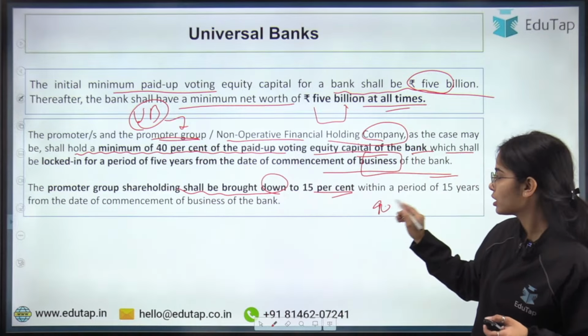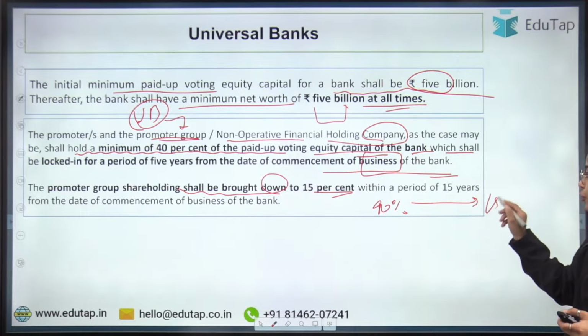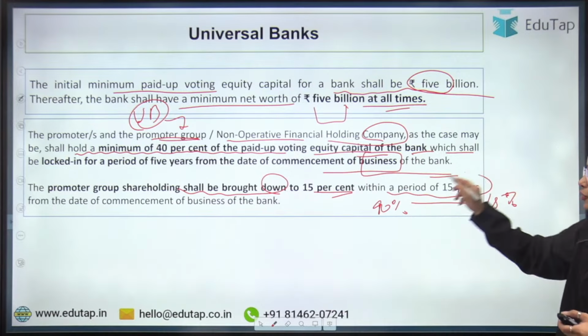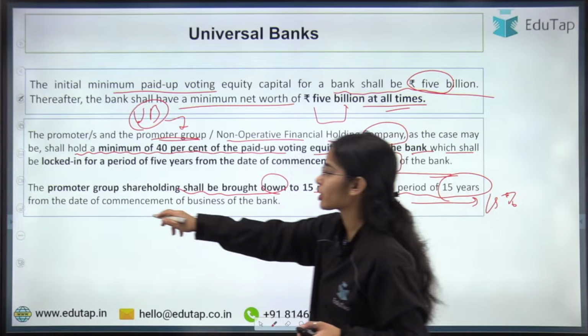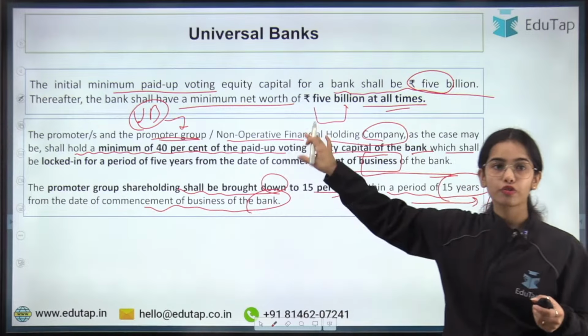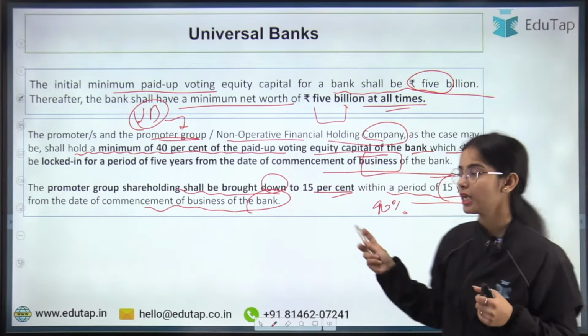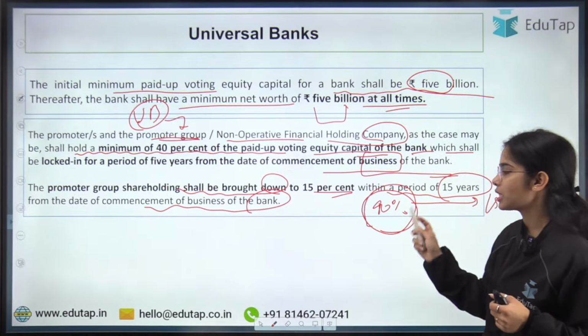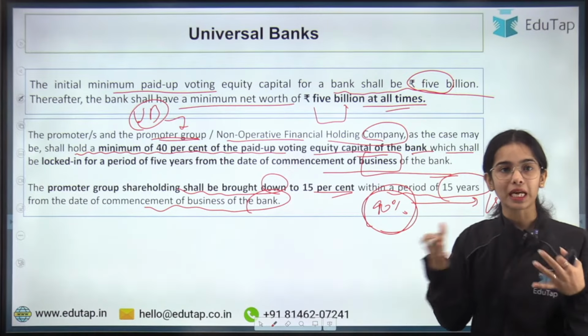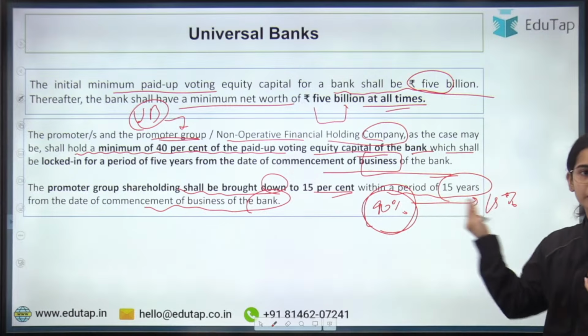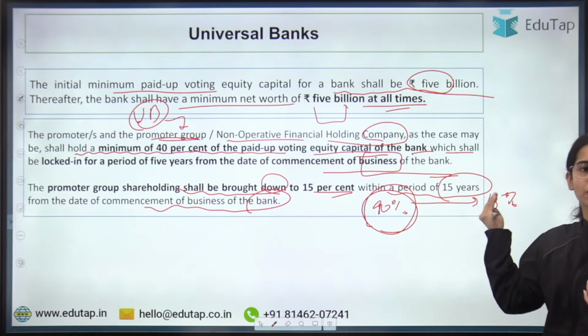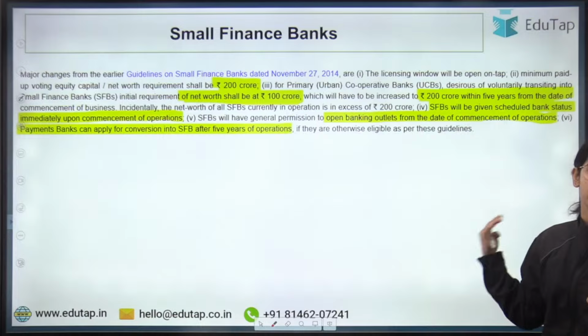The promoter group shareholding shall be brought down to 15%. From 40%, the shareholding has to be brought down to 15% within a period of 15 years from the date of commencement of business of the bank. So for the starting 5 years, there is the lock-in at 40%. After that, a time period will be provided to decrease the shareholding percentage to 15%. So this is the idea.